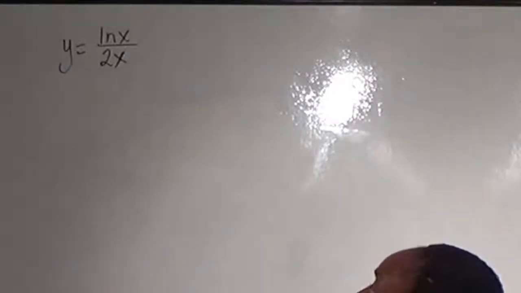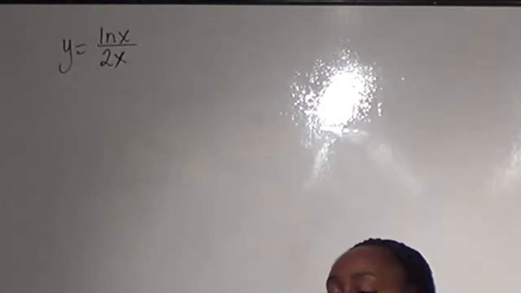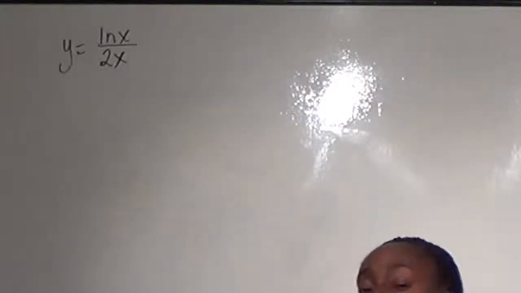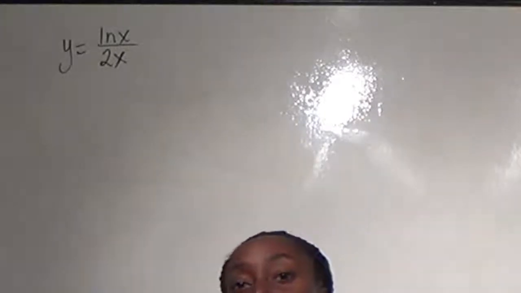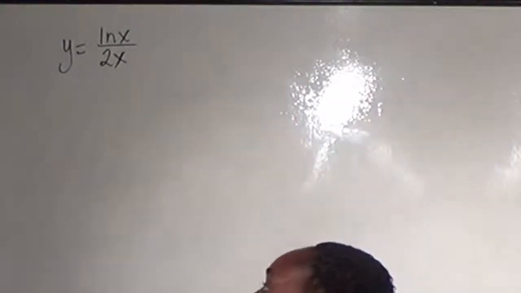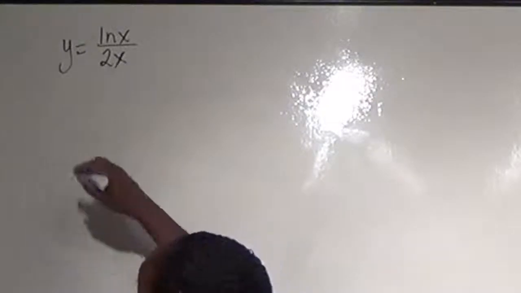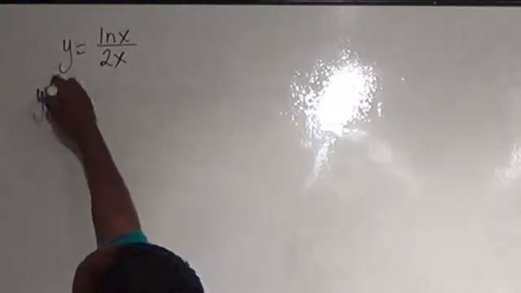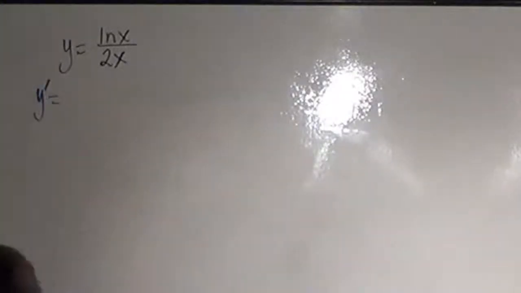In our next example, y is going to equal the natural log of x over 2x. Again, we want to find the critical values for f prime, so that will give us the inflection points and the concavity. Okay. Again, we start out the same way, so we need to find our derivative.